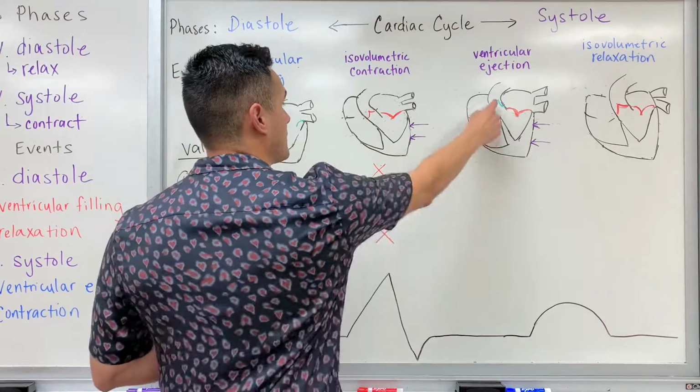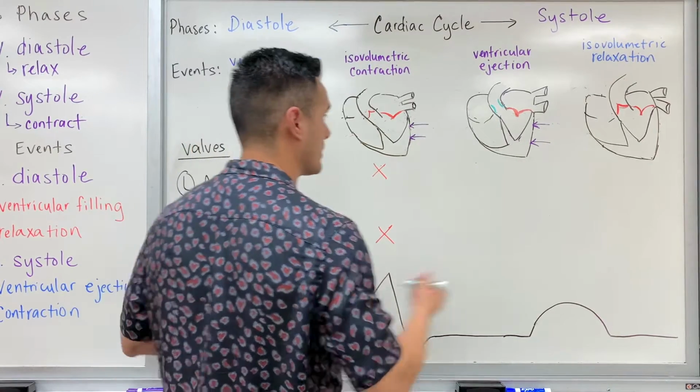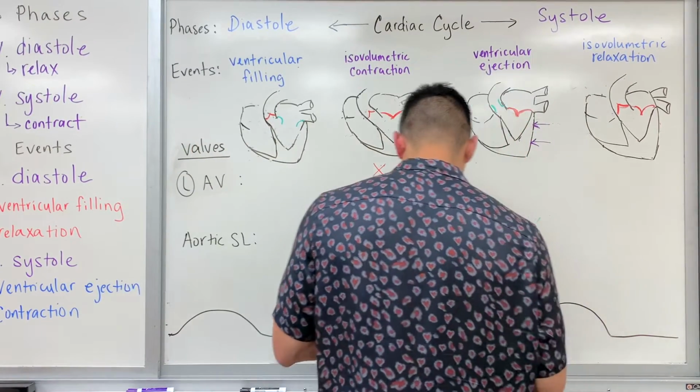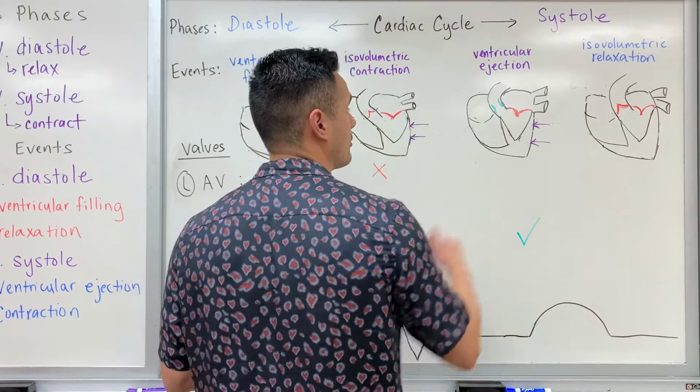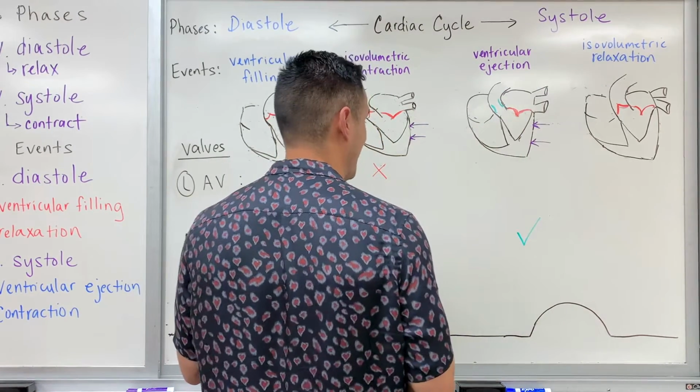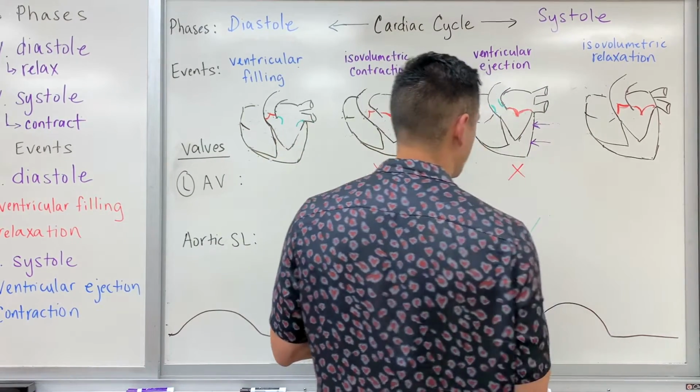And so whenever we transition to ventricular ejection, in order for blood to flow out through the aorta, obviously this valve has to be open. So the aortic semilunar valve is going to be open, and we want to prevent the backflow of blood into the left atrium. Therefore, that valve is going to be closed.